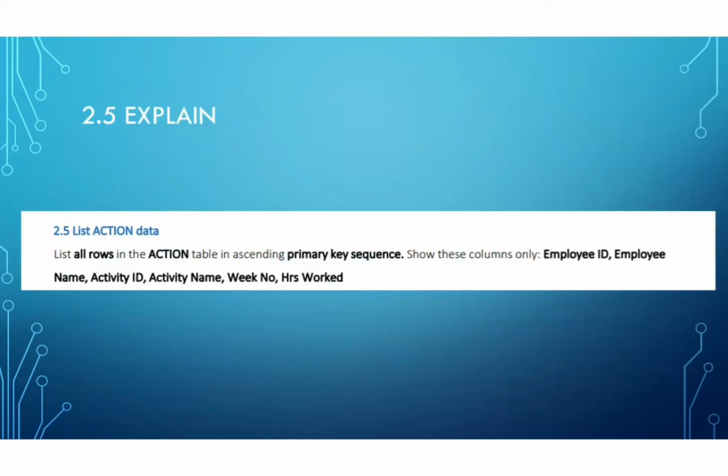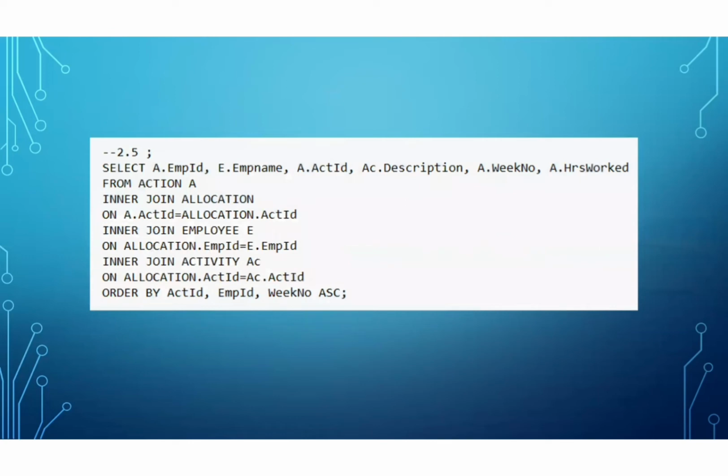First question: list all rows in the action table in ascending primary key, and also show these columns only. What are these columns? Employee ID, employee name, activity ID, activity name, week number, and hours work. We use this SQL code for that.